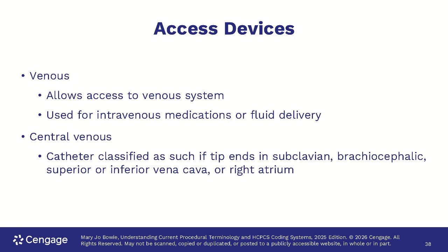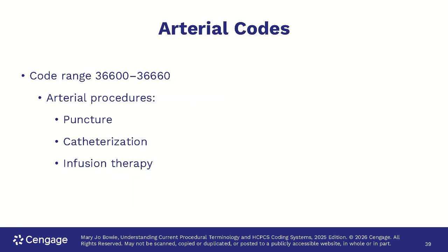All right. So as it relates to venous devices that can be implanted, these devices are used for things like intravenous medication or fluid delivery. And then your central venous access devices are classified by whether the tip of the catheter ends in the subclavian, brachiocephalic, superior or inferior vena cava, or the right atrium. And again, I'm trying to keep it simplified because there's so much more that you're going to see in the textbook.